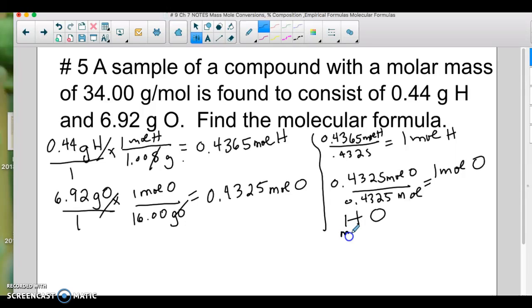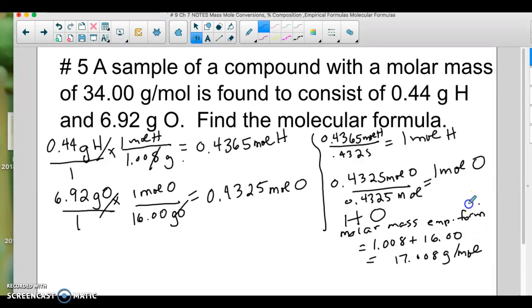Then I have to figure out the molar mass of this empirical formula, and compare that to the molar mass of the molecular formula. When I do this, hydrogen is 1.008, and oxygen is 16. So I get 17.008. That's the molar mass of the empirical formula. If I look in the question, this will always be given. I have the mass of the actual molecule, the molecular formula.